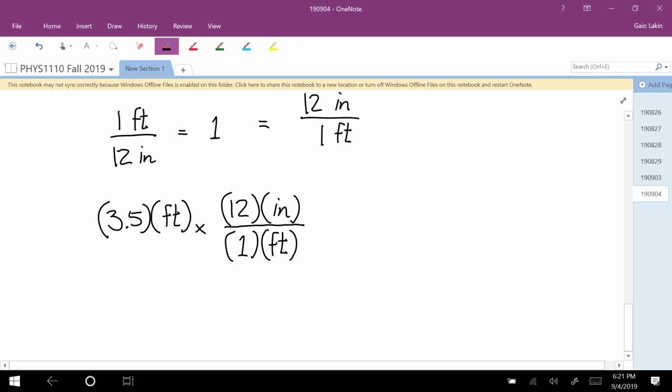And now you can think of those units as just algebraic variables. They obey all the same mathematical rules. So if you have this unit of feet in the numerator and you have it in the denominator, you can cancel those. After you do that, the only units that are left are inches. So that's good. That's what we want. And the numbers, we have a 3.5 times a 12 divided by 1. So multiply and divide out the numbers. Your units are inches, and you get that 3.5 feet is equal to 42 inches. And that's the answer we want.